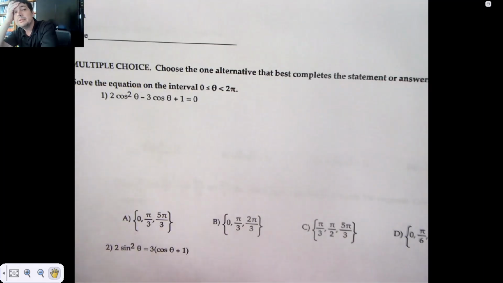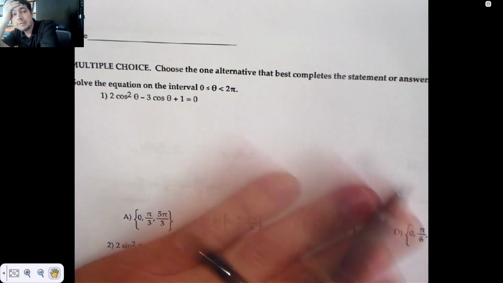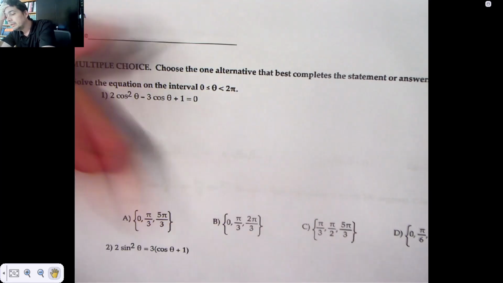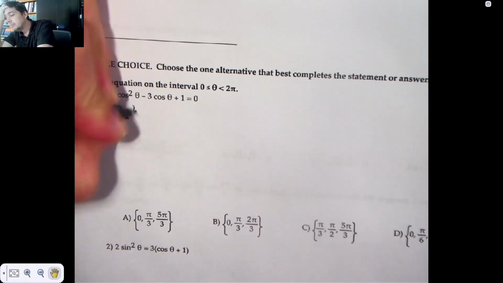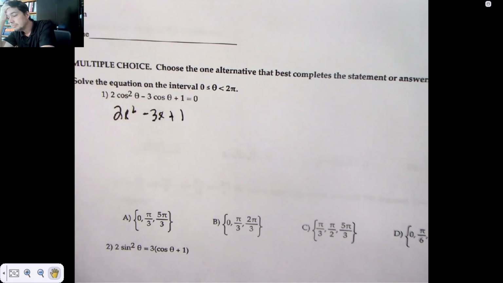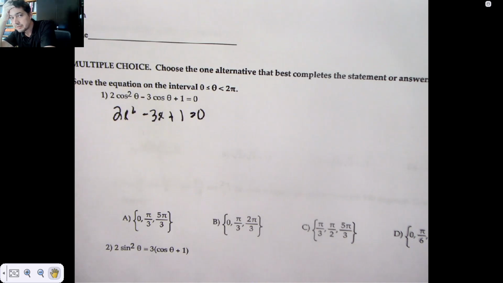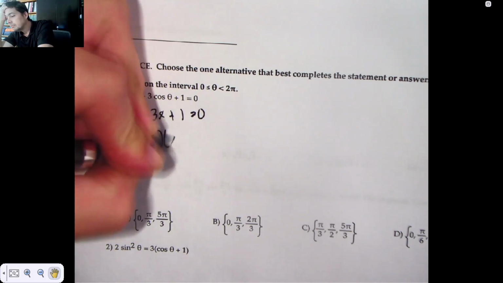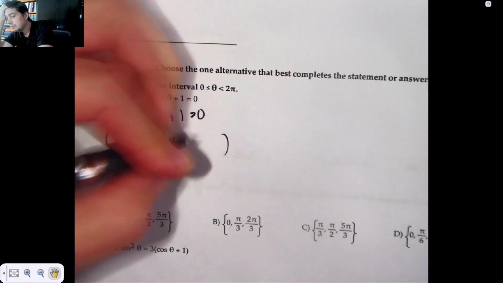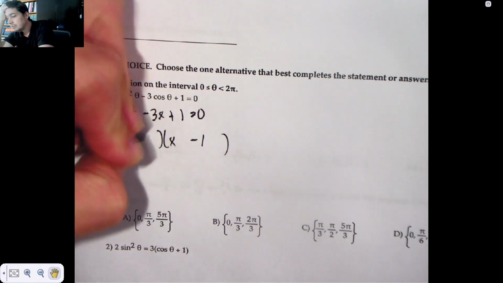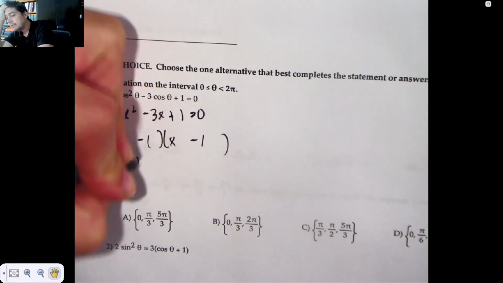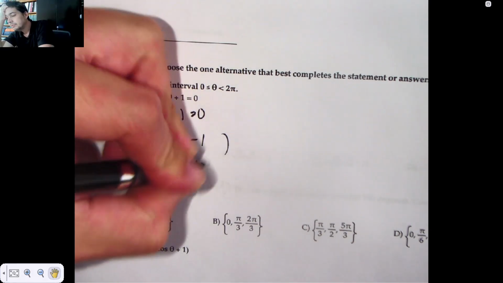All right, number one, solve the equation 2 cosine squared minus 3 cosine plus 1. You might look at this as 2x squared minus 3x plus 1. Just do that so you can factor. I hope that makes sense. But if you do that, you should be able to factor it pretty easy. I believe that does it. So this tells me that x is a half or x is 1.